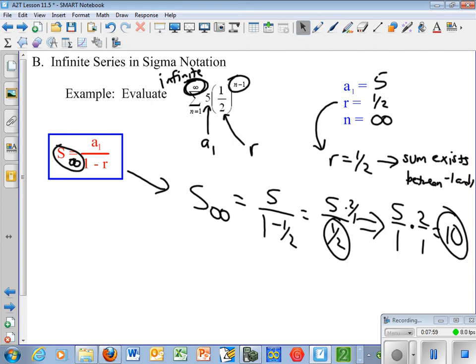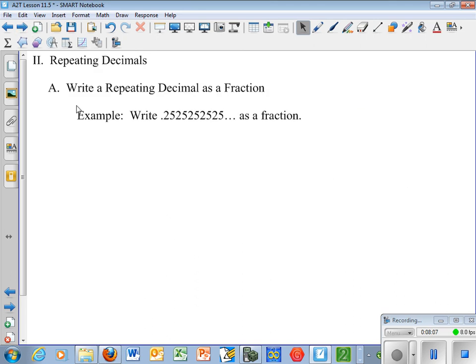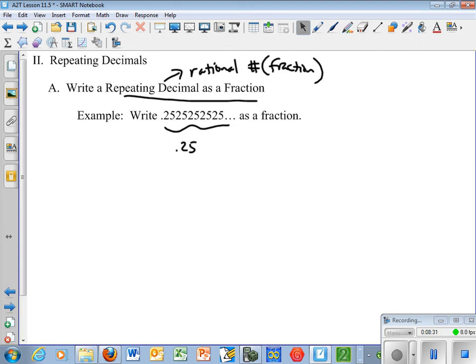So more with sigma notation like we've talked about earlier in the unit or the chapter here. And the last thing we're going to look at is how to write a repeating decimal as a fraction. Because it is a rational number. Every repeating decimal is what we call a rational number, or rational ratio, which means it can be written as a fraction. We're going to actually look at the process to do that right now. So in this repeating decimal right here, it's 0.25 repeating. That tells me 2 digits repeat.